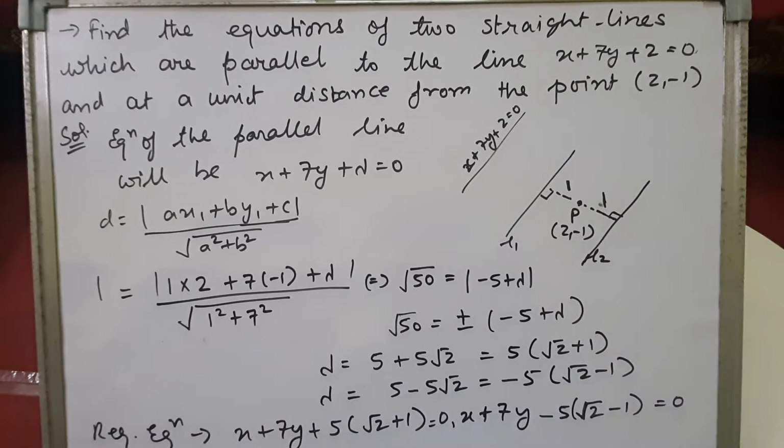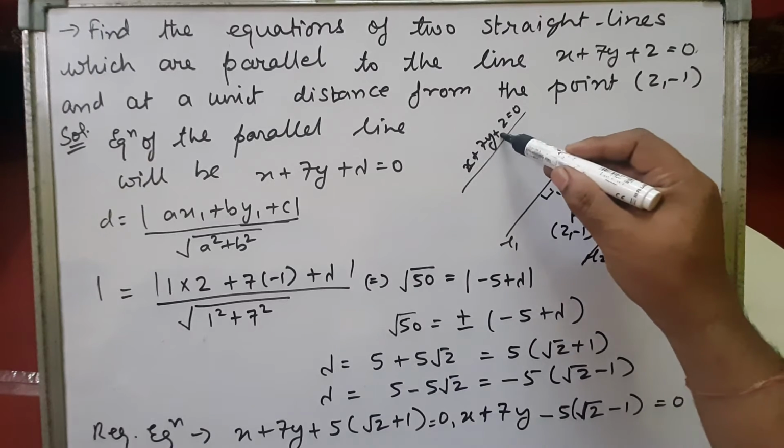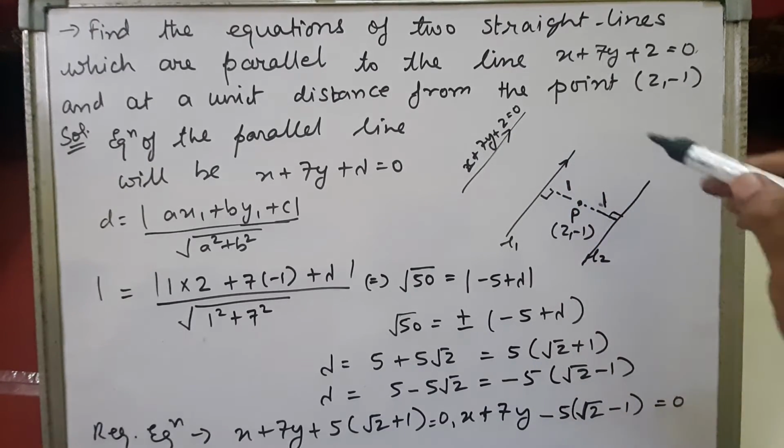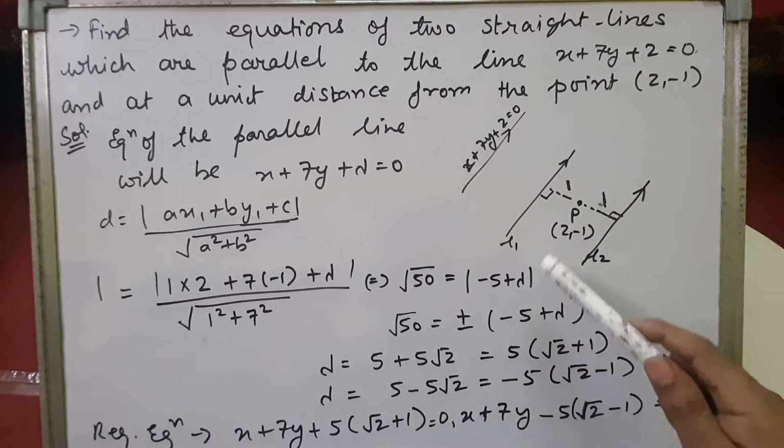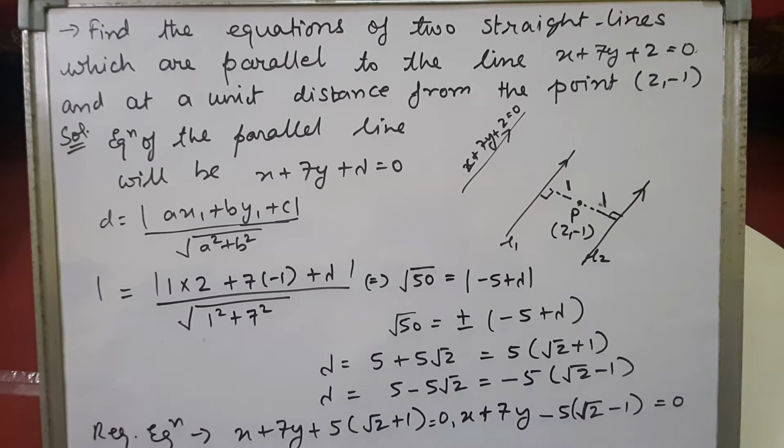These three lines are parallel to each other. Let's put arrows so that we can understand. These lines, this line, this line. These three are parallel lines. x plus 7y plus 2 equals 0. This line L1, this line L2. All the three lines are parallel.